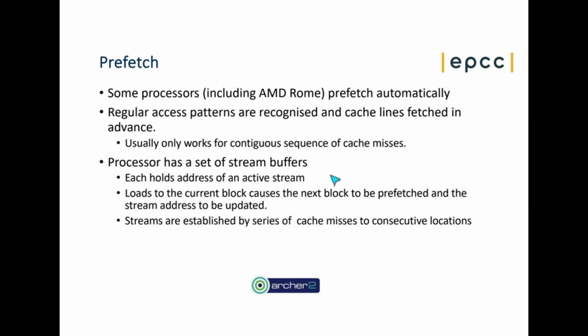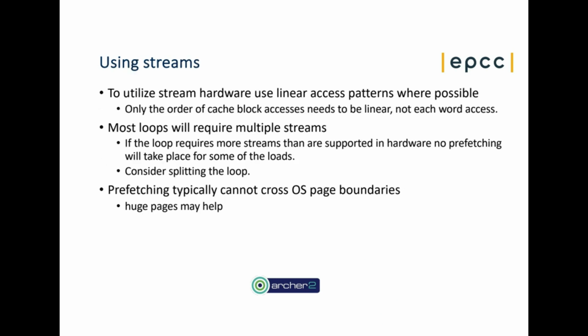The processor basically has a set of buffers, where each holds the address of an active prefetching stream. If your load hits the current block, it causes the next one to be prefetched, and the stream address to be updated, and so on. A stream is established by a sequence of cache misses to consecutive locations. If you get maybe 2 or 3 consecutive cache misses in a row, it will then establish a stream and start prefetching the subsequent blocks of memory.